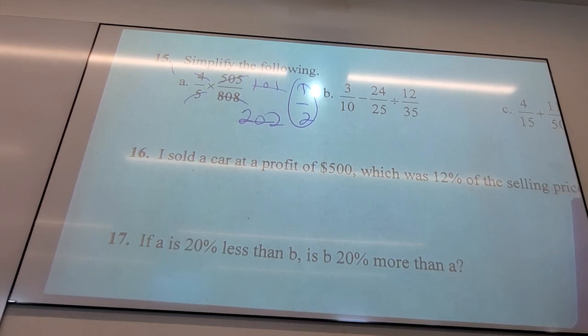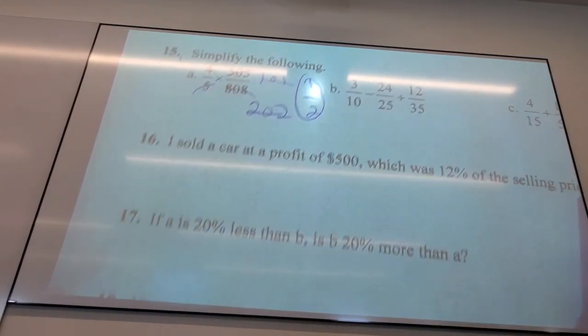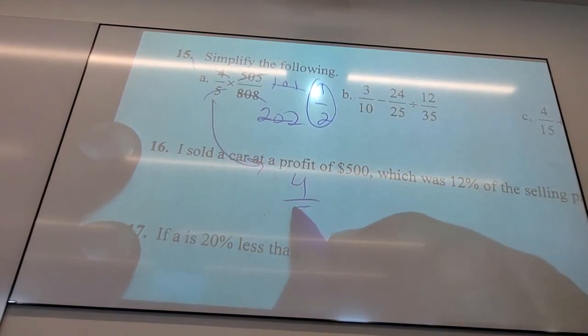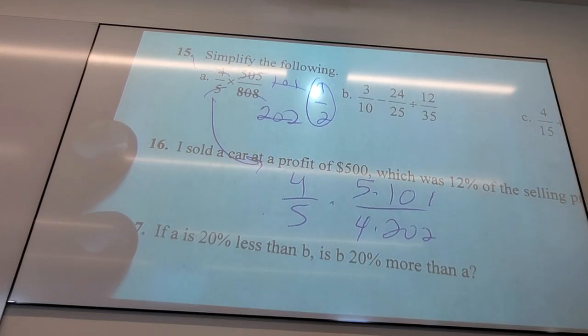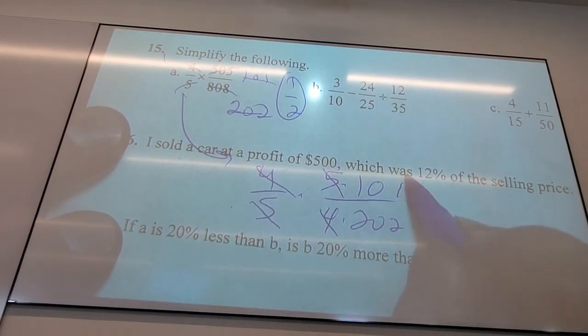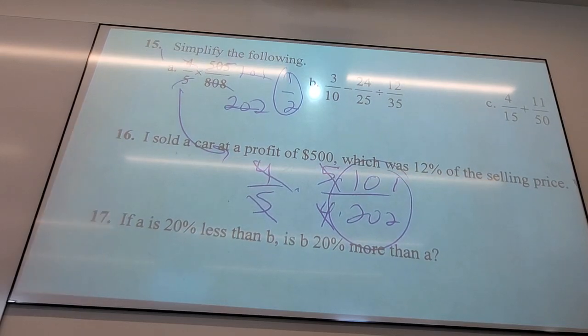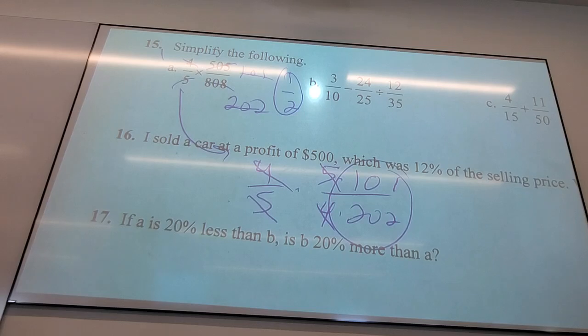So if you want to look at it a different way, 808 is 4 times 202, right? 505 is 5 times 101, yes? So then this 5 cancels, this 4 cancels, and then this reduces. So any common factor on the top and the bottom cancels because the operations are opposite. Yes? Okay.